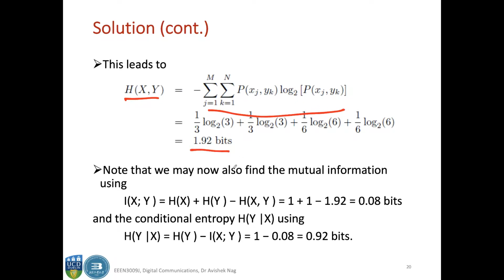Now you can find the mutual information by using the individual entropies and this relationship: H of x plus H of y minus H of xy. So this will give you 0.08 bits. And the conditional entropy H of y given x, by using this relationship, will give you 0.92 bits.